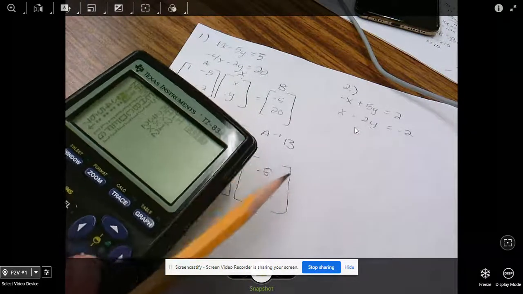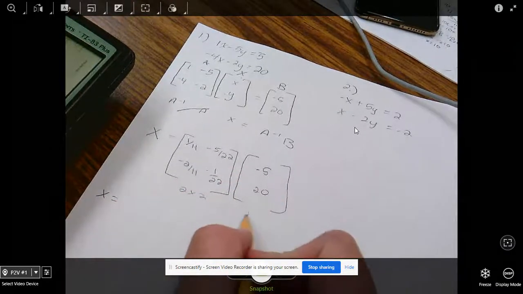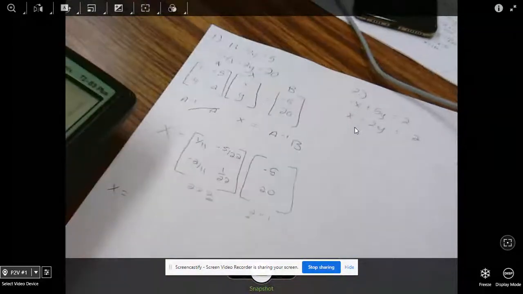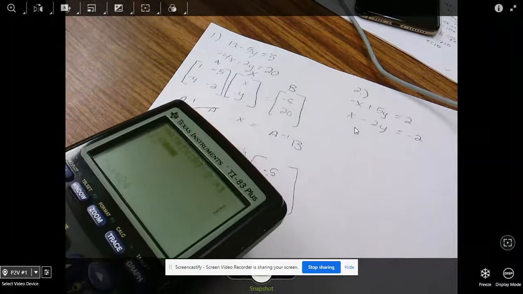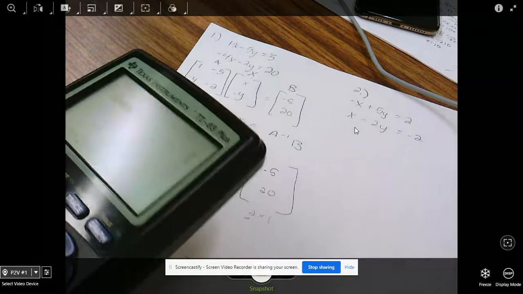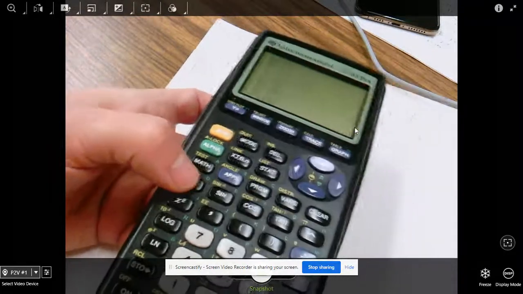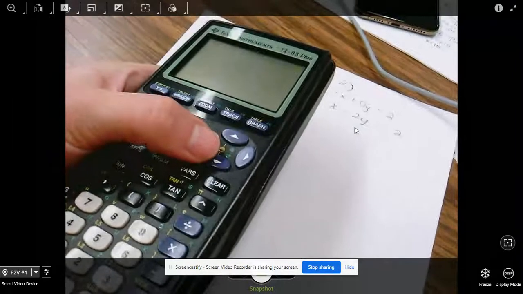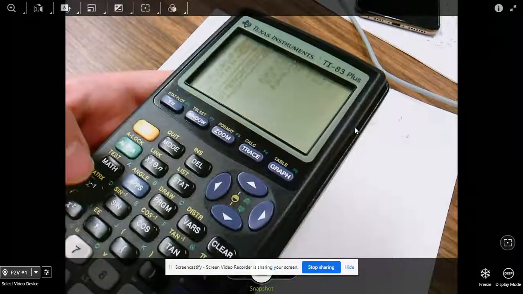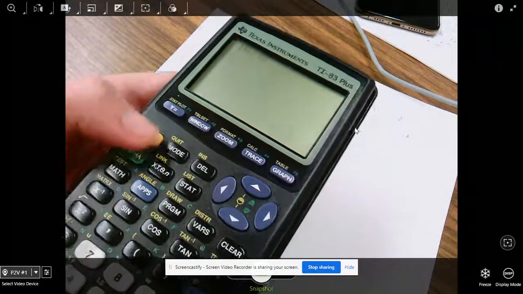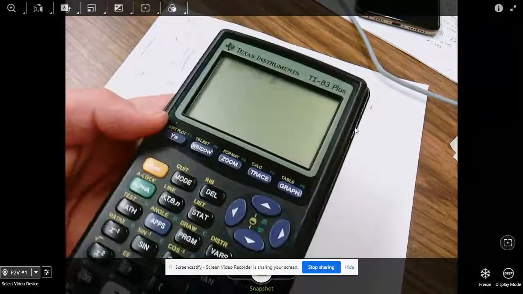So I'm going to go down to B, and this was a 2 by 2, so this is a 2 by 1. These have to be the same in order for it to work. So 2 by 1, and we're going to put in -5 and 20. Second quit to get out. Then we go to second matrix again. We're going to use matrix B. Let's do second matrix. We needed A inverse, and then I'm going to use matrix B. So that's what I wrote on my paper.